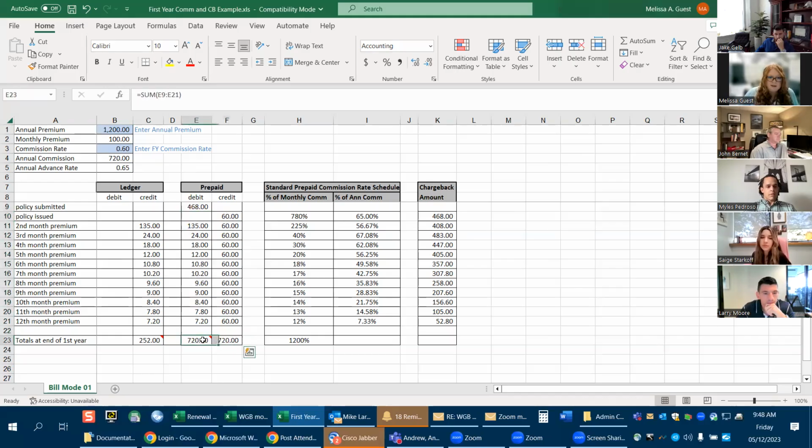So there's no debt, debits and credits equal on the prepaid balance. So that essentially means there's no balance left on the prepaid. And a total of $252 has been credited to the ledger balance. And the amount that has been credited to the agent is the total amount that's been credited to the ledger balance plus the advance is $720, and that's the annualized commission. After month 12, what you're going to see is just a straight earned commission to the ledger balance in the form of the renewal commission credited at the renewal rate.